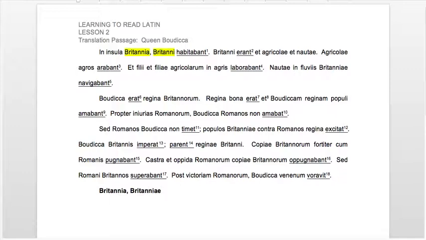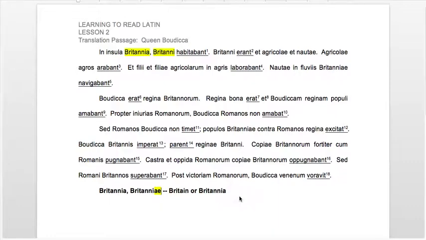First of all, Britannia, Britanniae. This is a place name, Britain, or you may say Britannia. This is how the Romans would have referred to it, Britannia. We today call it Britain. So you have the choice of using either translation when you write the passage into English. It is important to note that this is a first declension noun.